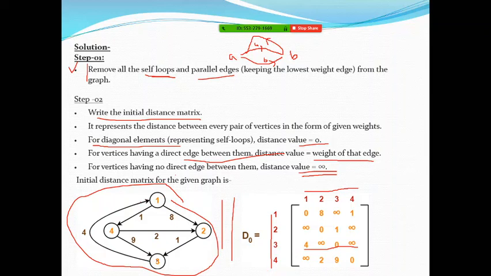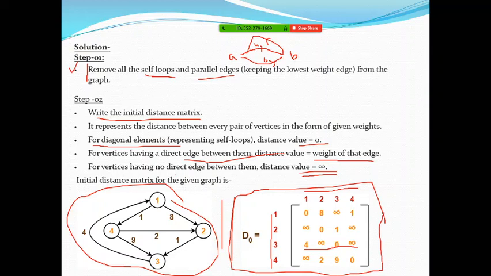Then 3, 2, 2. There is no direct edge, so we are entering infinity. Then 3, 2, 3 is 0. And then 3 to 4. There is no edge. This edge is a directed edge from 4 to 3. From 3 to 4 there was no edge, so we have entered infinity. So I think there is no doubt up to this step. It was D naught, the initial matrix from the graph itself.